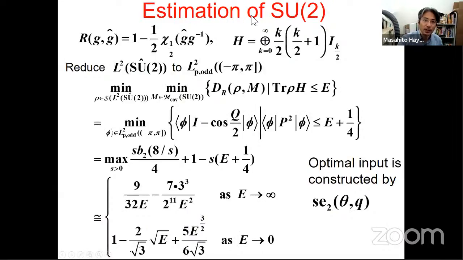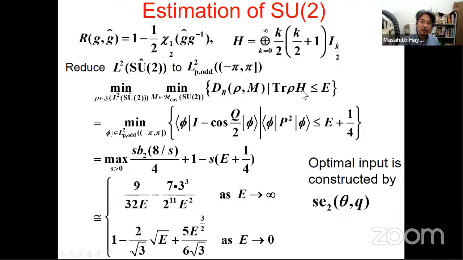So in the case of estimation of SU2, the problem is more complicated. So we consider this energy Hamiltonian. This energy corresponds to the Casimir operator. This is the Casimir operator, and this is the same as the previous error function. So in that case, it goes this way.